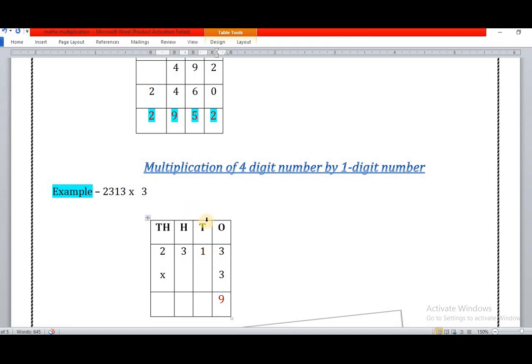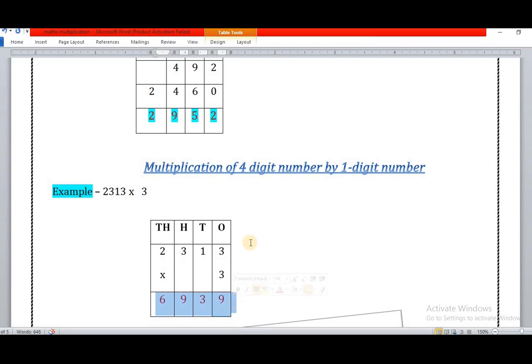Next step is I have to multiply the number in tens place by 3. 3 ones are 3. Third step is I have to multiply the number in hundred place by 3. 3 threes are 9. And the last step is I have to multiply the number in thousand place by 3. 3 twos are 6. So the product or the result is 6939 I got after multiplying 2313 into 3.